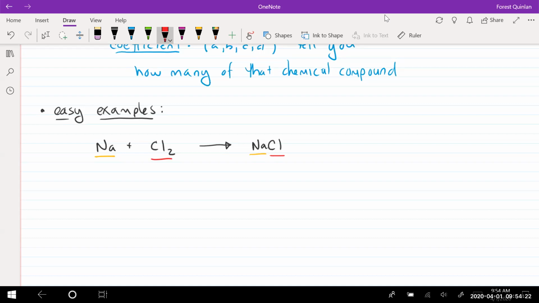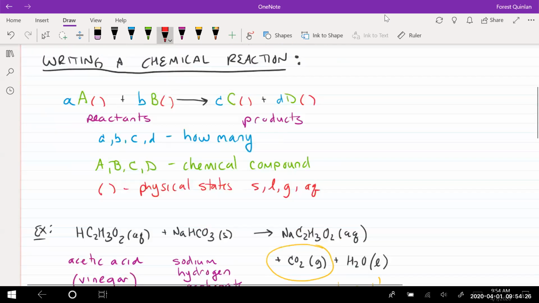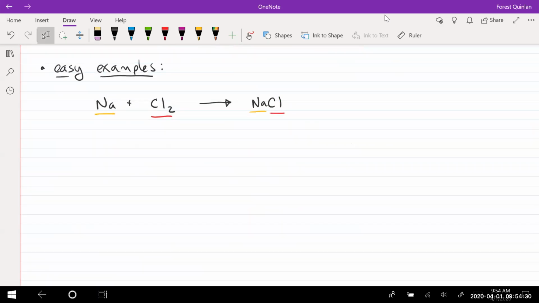Now, I had blue for the coefficients, so I'm going to stay there. 1 sodium, not a problem. 2 chlorines on the left, 1 on the right. I'm going to now have to make 2 chlorines on the right. So that 2 is distributed through just like in math, multiplying the whole thing by 2. But that also now throws 2 sodiums on the right, which means I probably didn't start with 1, but I started with 2 sodiums on the left.